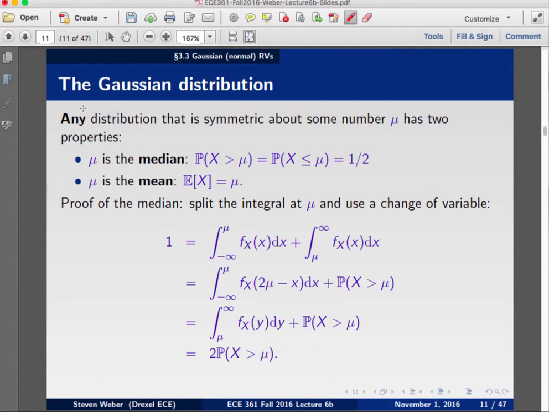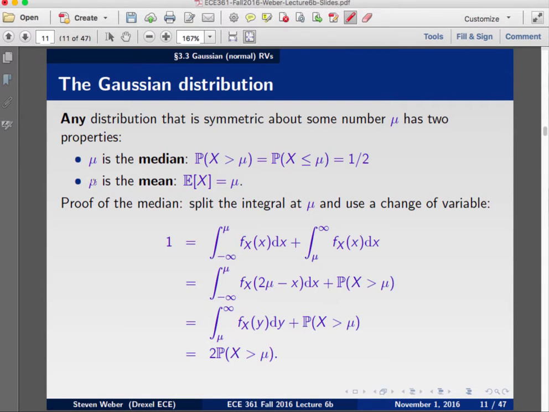In particular, any distribution, not just the normal, any distribution that has that property of being symmetric about some number mu has the following two properties. First, that value mu must be the median of the distribution. Now, we haven't talked about the definition of the median, but many of you will have known that word from everyday life. The median of a distribution is that value for which half the probability is above and half the probability is below. That is, the median, m, say, has the property that the probability that the random variable x is above the median is equal to the probability that x is below the median, both of which are equal to 1/2.